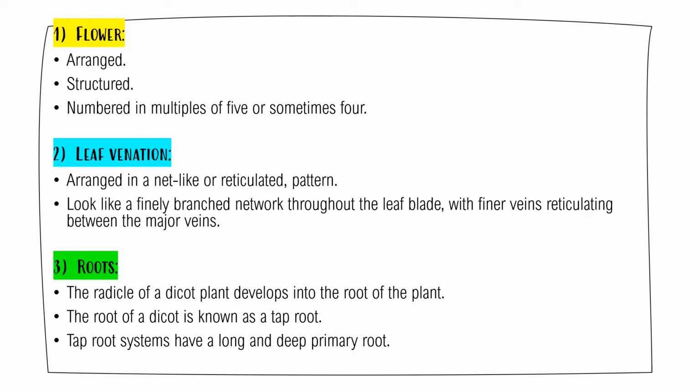Third is roots. In plants, the radicle or the embryonic root is the first part to emerge from the seed. It shoots down into the ground and begins taking up nutrients and water from the soil. The radicle of a dicot plant develops into the root of the plant. More specifically, the root of a dicot is known as a tap root. The tap root system has a long and deep primary root with smaller secondary roots growing laterally, branching off of the primary root.